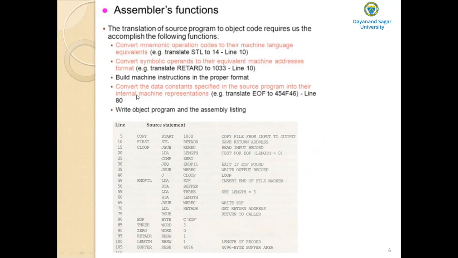Then after this step, you have to write the object program and assembly listing. That means the assembler output includes an optional listing of the source program and an object file. So that is the meaning.